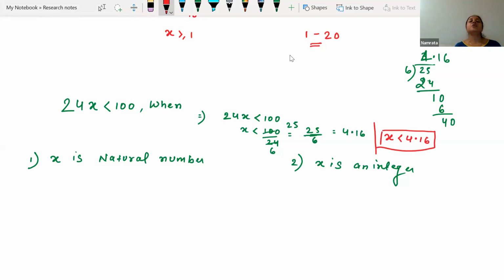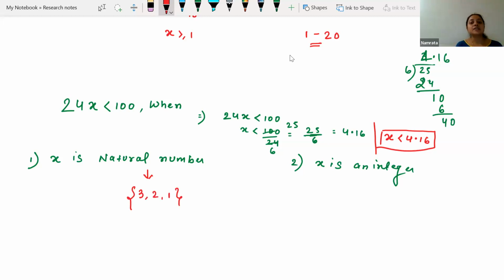x value 4.16 से छोटा है. तो जब x नेचुरल नंबर है तो क्या क्या पॉसिबल वैल्यूज होगा x का? Can you tell me, Leena, what are the possible values of x when we are picking only the natural numbers? 3, 2, 1. Perfect. Okay, these are the possible values of x, because x is smaller than 4.16.